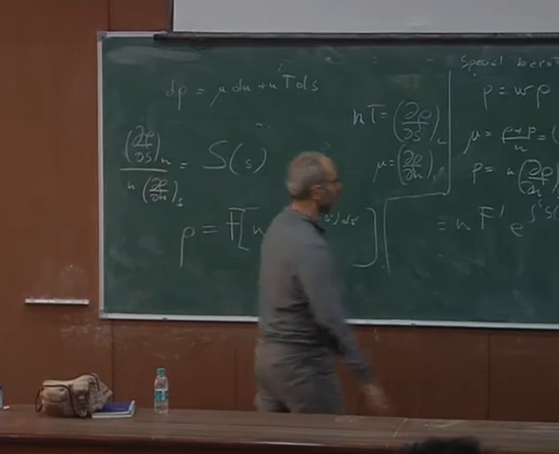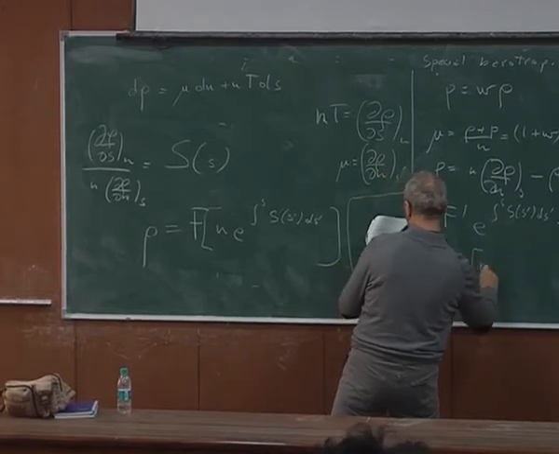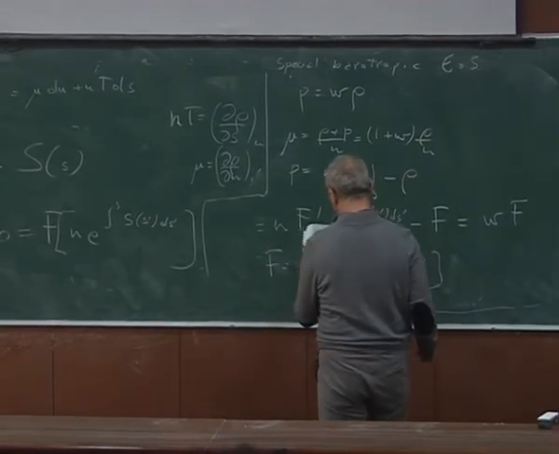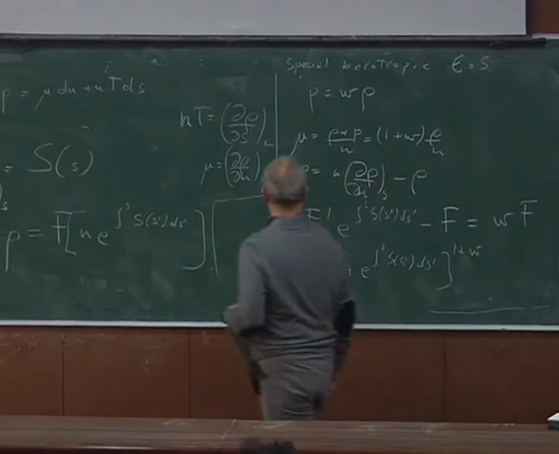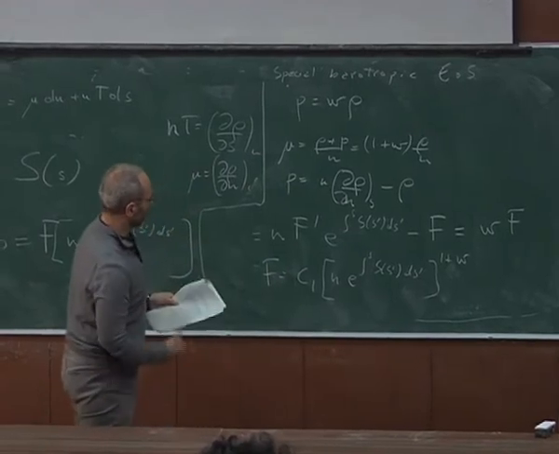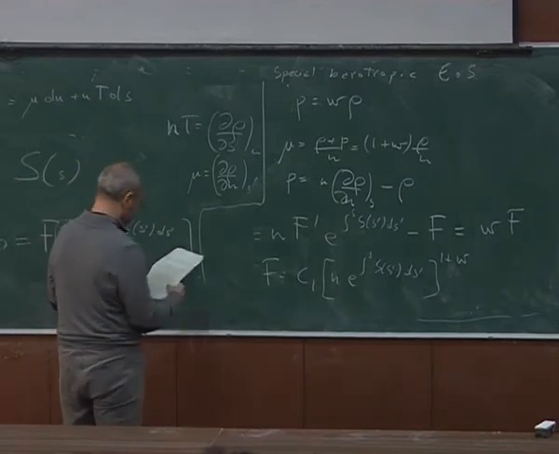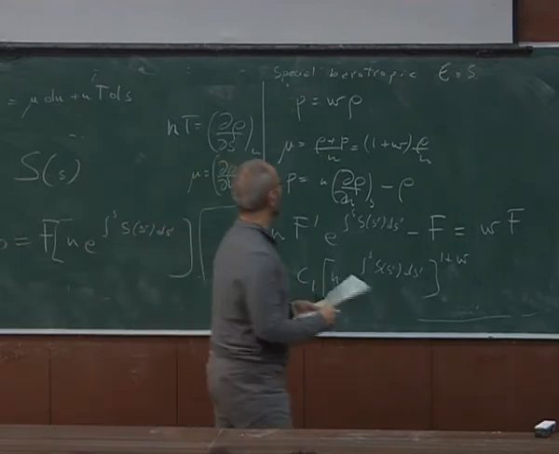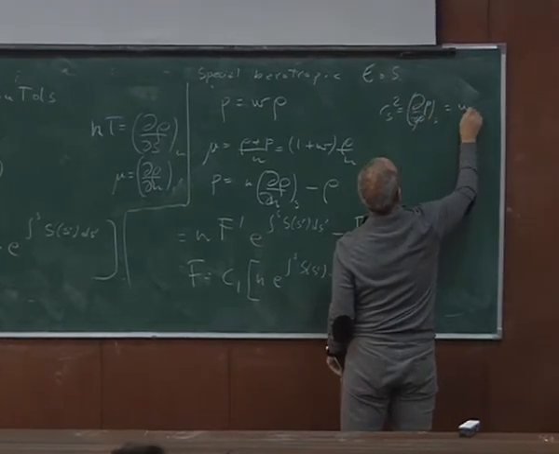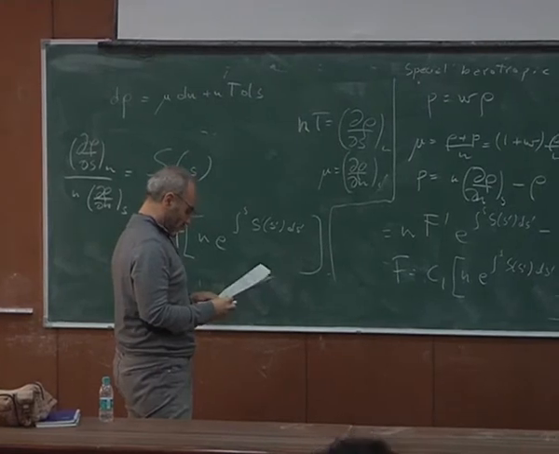So the solution for this one is when f is just a constant times n e to the integral of S prime dS prime, to the power 1 plus w. So this equation here is solved by this, where this is a general constant and this is 1 plus w. Also, notice that c_s squared is dp over d rho at constant entropy, and this will become just w.